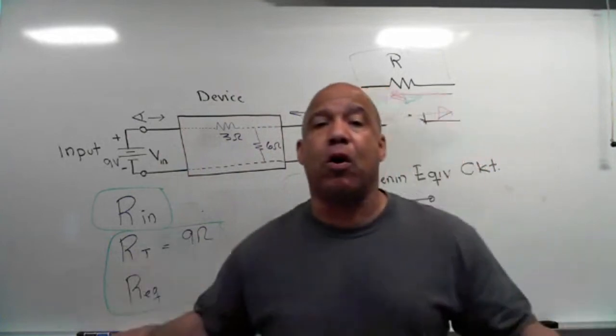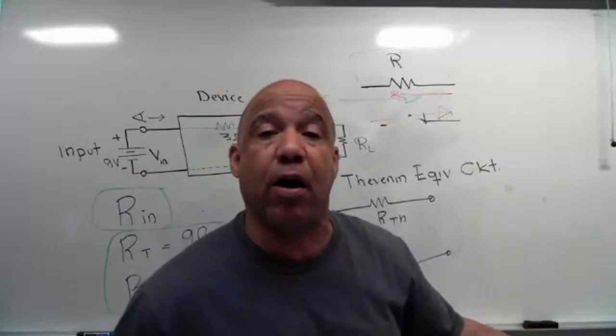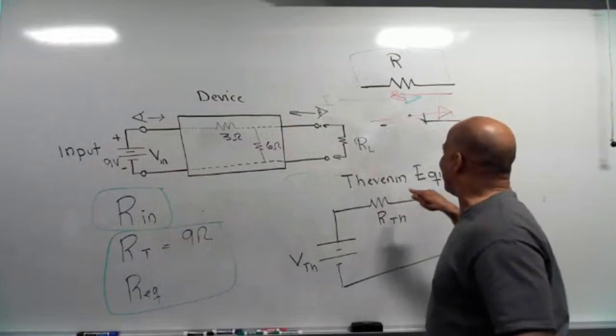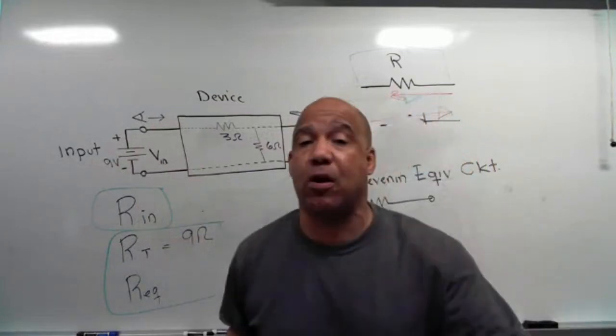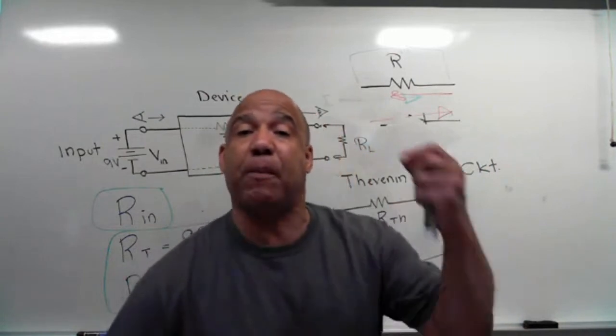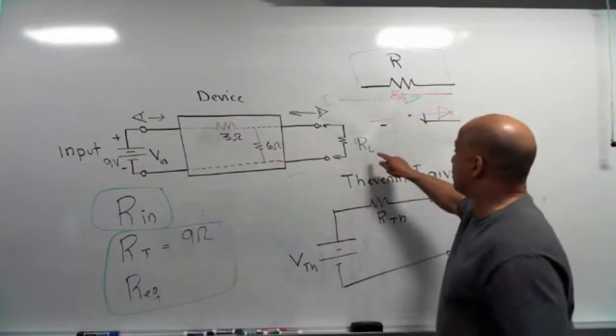Every single circuit in the world, as long as it's a linear bilateral DC network, and most circuits are, from the point of view of the load, it sees only the Thevenin circuit. And so the Thevenin circuit is an equivalent circuit, but it's important to understand it's an equivalent circuit from the point of view of what? From the point of view of the load.